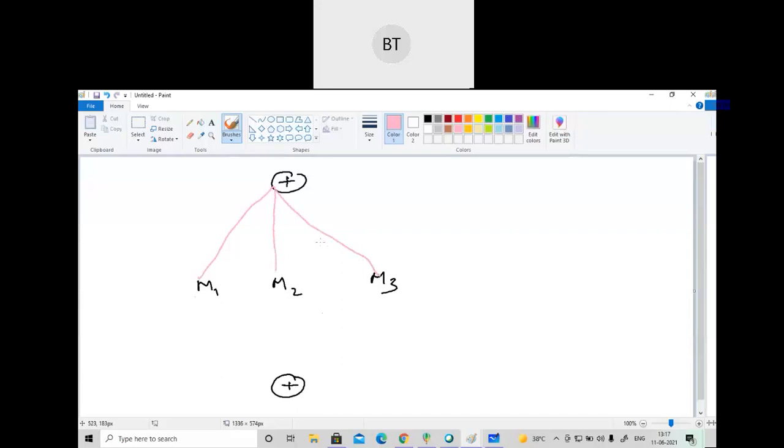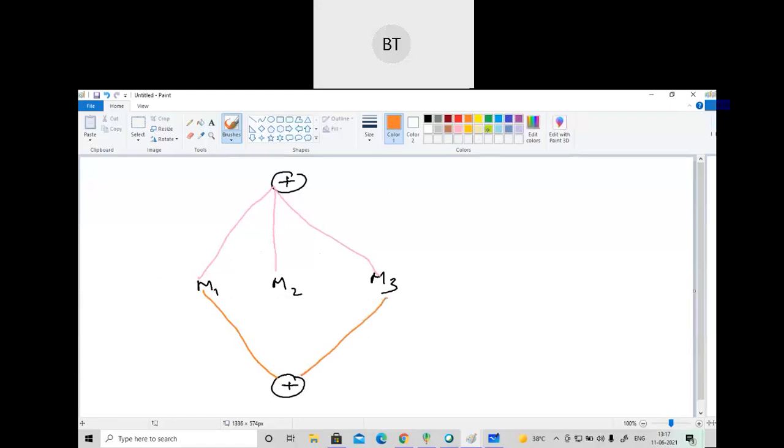After this, in the second part, the value of G2 is given as 101. So 1 means this will be connected, and 0 was there, so that will not be connected. Then 1 was there, so that will be connected.